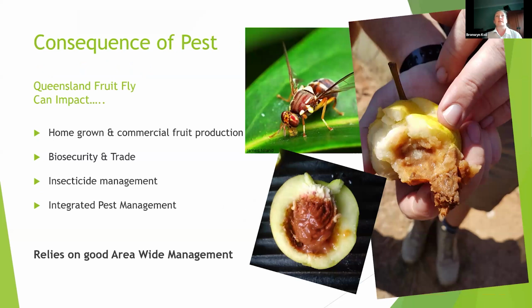So what are the consequences? Queensland fruit fly can impact all the fruit we grow, whether that's commercial or whether that's in our backyards. It has implications on biosecurity and trade, and it also has an implication on how we manage our use of insecticides. And therefore, we need to come up with this integrated pest management strategy. It is really important to note, however, that it's very hard to control Queensland fruit fly using integrated pest management on your own. It really is essential that we have everyone in the whole region working towards that same common goal, and that's the prevention and management of Queensland fruit fly.